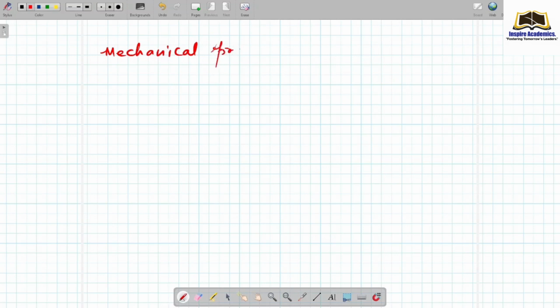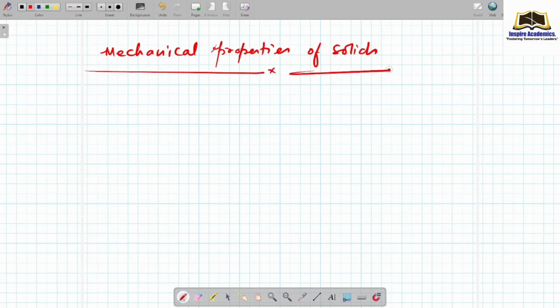Mechanical properties of solids. And we are discussing application problems on Young's modulus. Let us discuss. Next question.